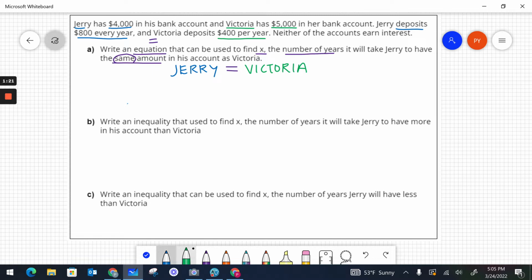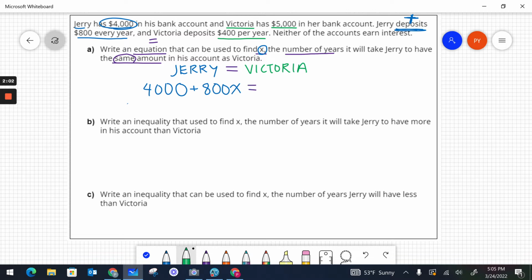So for Jerry, let's go back to the text. We know Jerry has $4,000 in his account, so underneath Jerry I'll write 4,000. Then we also know about Jerry that he deposits, so he adds money into his account, $800 every year. So 4,000 plus $800 every year, and year is represented by x, so 800 times the number of years, or 800 times x. That's how much money Jerry's going to have. That's going to be equal to Victoria's amount.